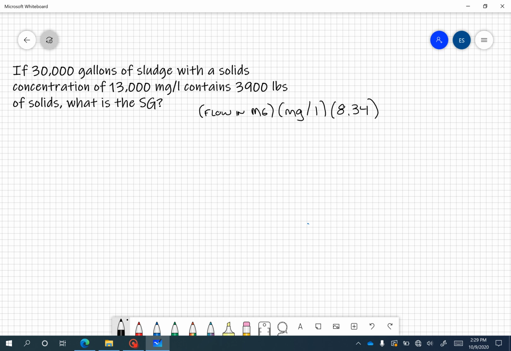I'm going to put that in a different color just so it stands out. Times specific gravity. Most of the Pound's formula equations that we're going to be calculating will have to do with activated sludge, and you won't need to worry about specific gravity because it will be assumed to be 1. But in any event, when specific gravity is involved, you have to include that in the equation. So flow in million gallons, and that's important. We have to convert flow into million gallons times milligrams per liter times 8.34.